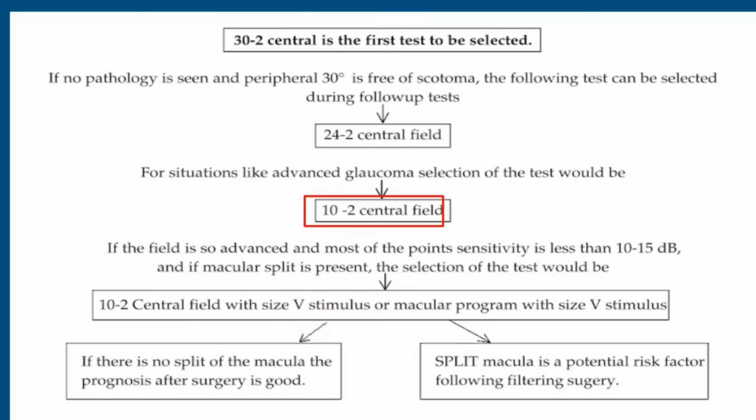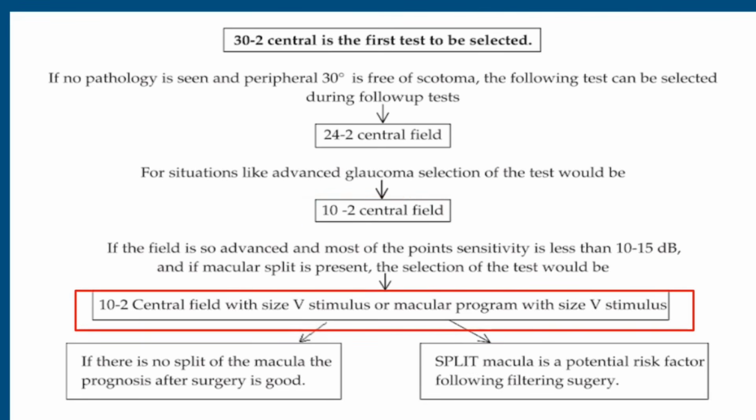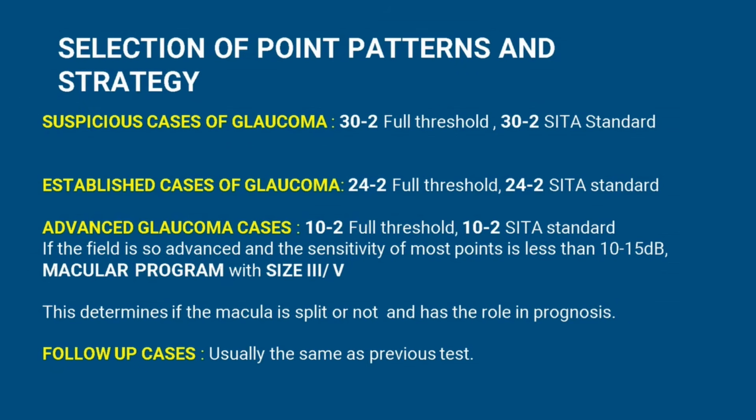a 10-2 central field. If the field is so advanced and most of the point sensitivity is less than 10 to 15 decibels, or if a macular split is present, then we choose a 10-2 with a size 5 or a macular program with size 5 stimulus. And this is the summary of the previous flowchart.